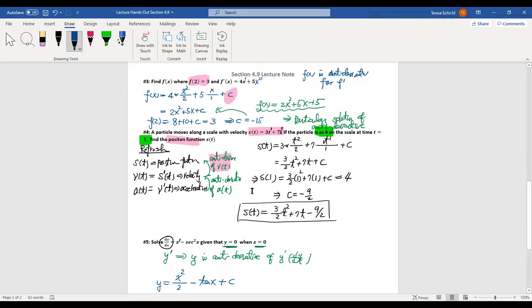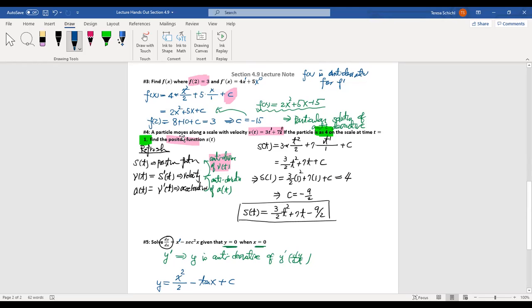Also, number 4 is important. We refreshed the memory about position, velocity, and acceleration. So you go backward: we know velocity is the antiderivative of acceleration, and position is the antiderivative of the velocity.